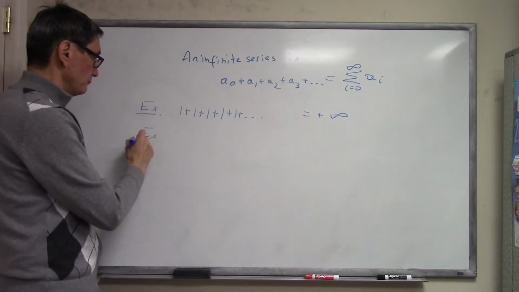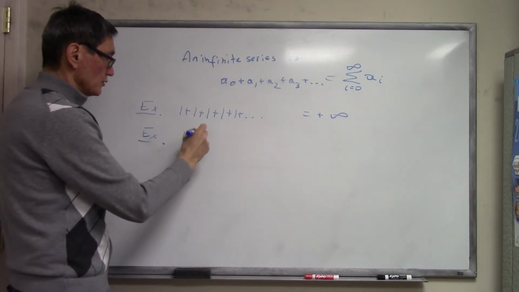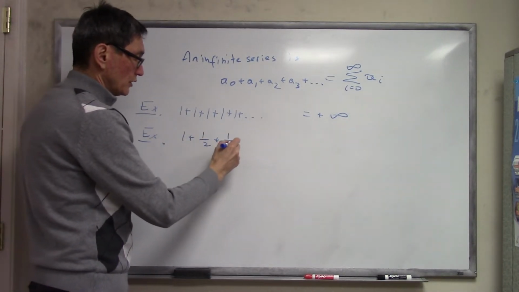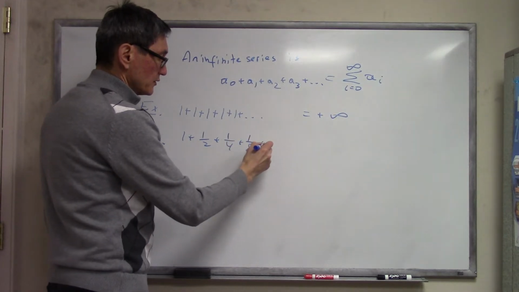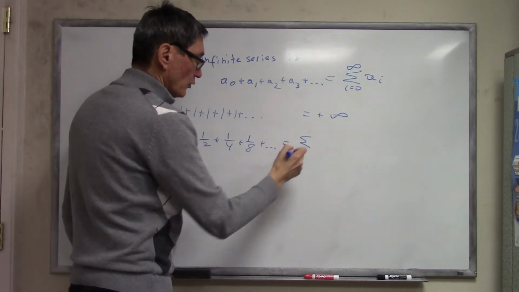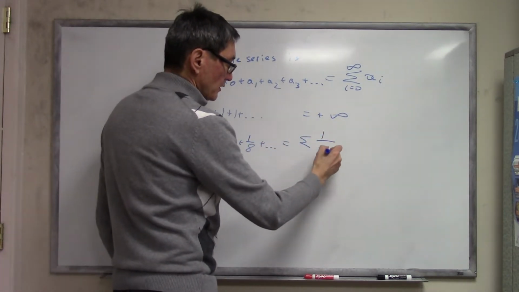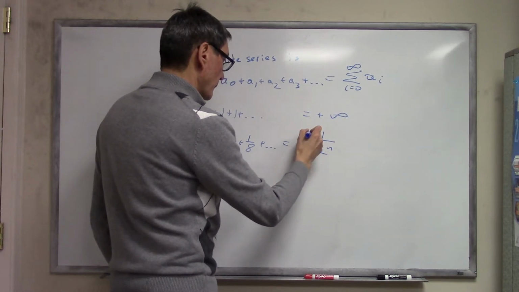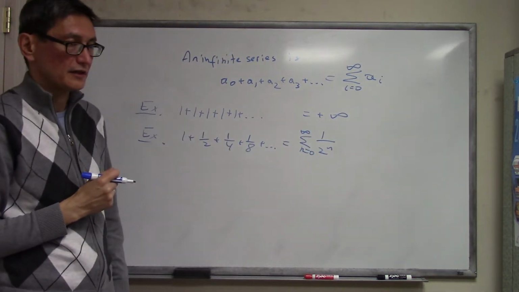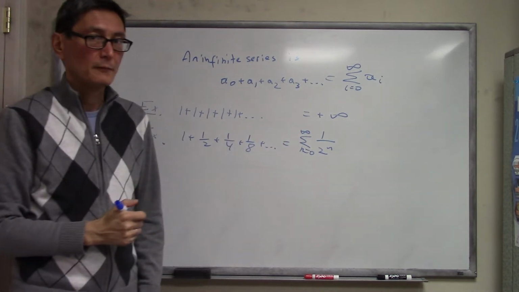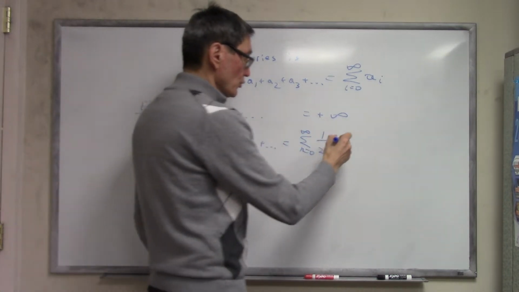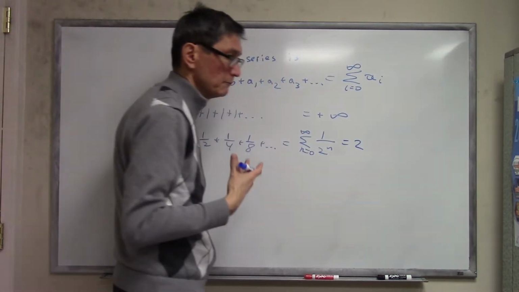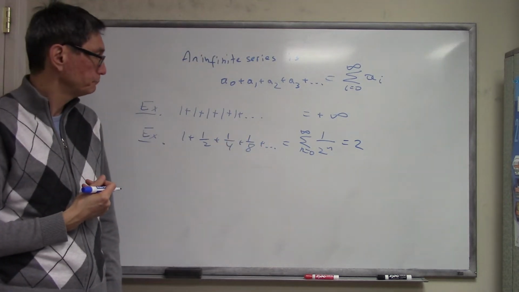In our next example, we have 1 plus 1/2 plus 1/4 plus 1/8 plus and so on. If you like using sigma notation, it is the sum of 1 over 2 to the n, n starts at 0 and goes to infinity. And that series will add up to 2. We'll see in a couple of minutes why.